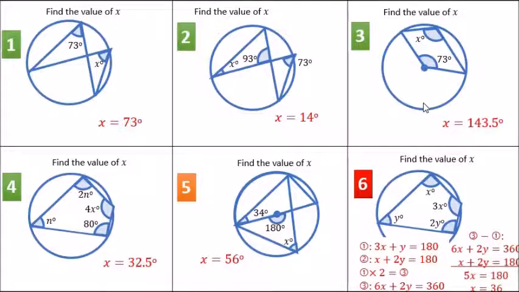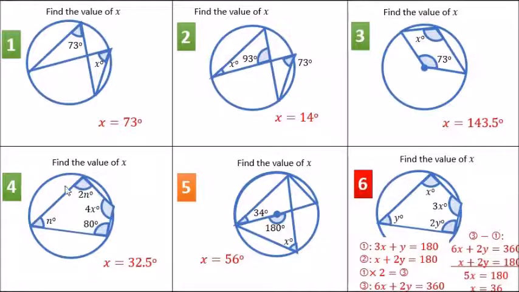In this question we don't have a cyclic quadrilateral, so we can't use opposite angles in a cyclic quadrilateral sum to 180. We have to use the fact that the angle at the centre, this side of the 73, is double the angle x. So this angle here is 287 degrees because angles around a point add up to 360, which means that x is 143.5 degrees.